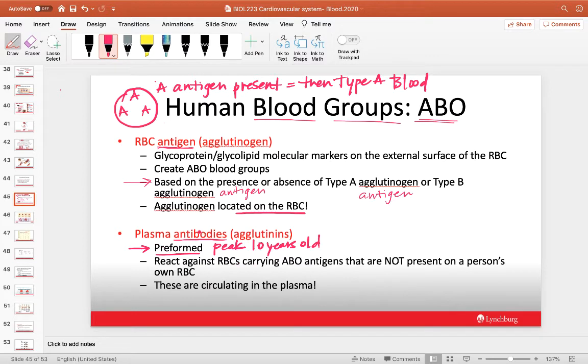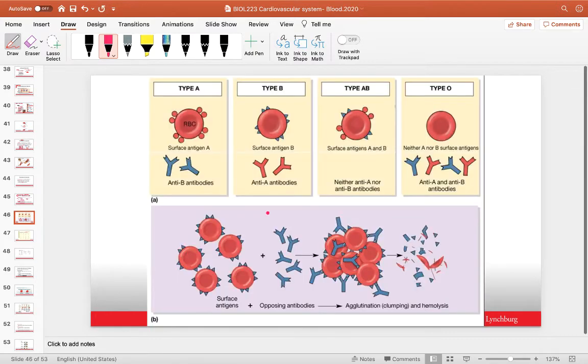It is important to remember that the antibodies are circulating in the plasma, okay? So antibodies are in plasma, antigens are on the surface of the red blood cell. So let's walk through this. So this is what we have here. If we have type A blood, again, the type of blood that you have is named for the antigen present. So that's what all of these are going to do.